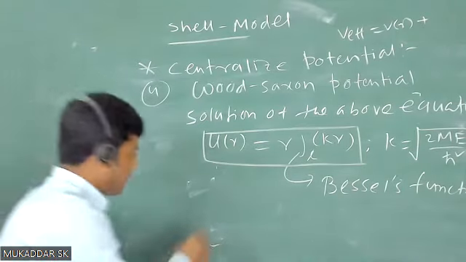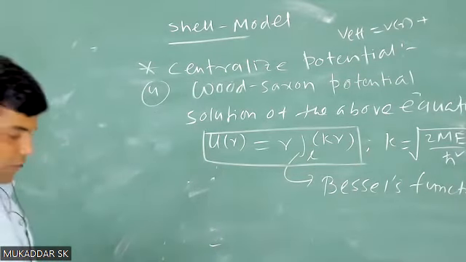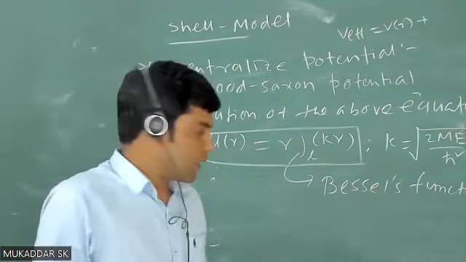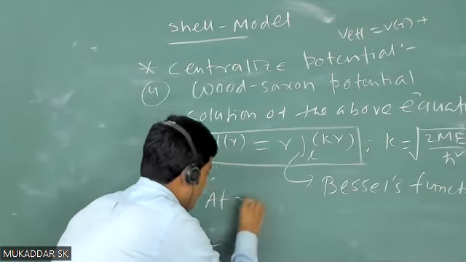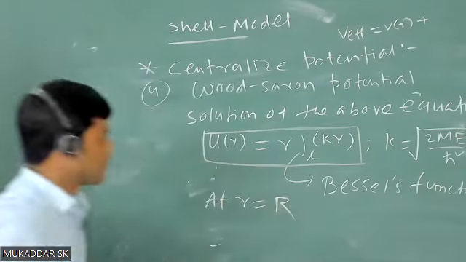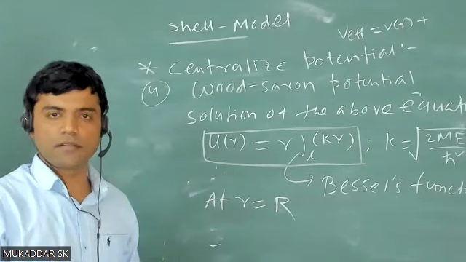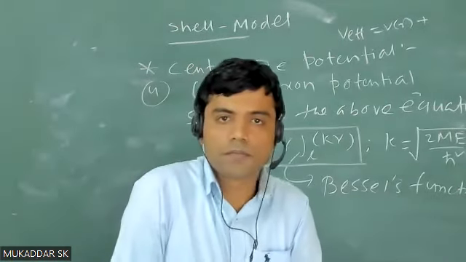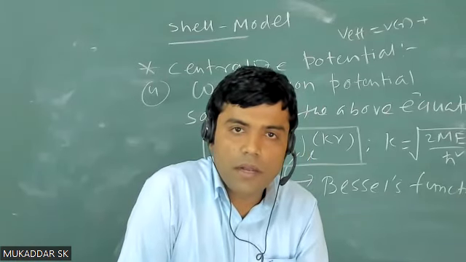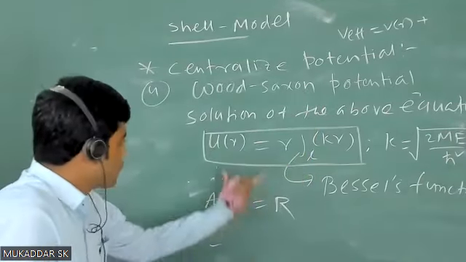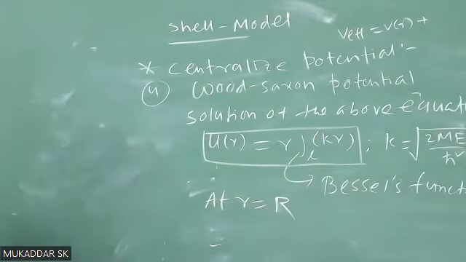Now, of course, if I put that limit, the nucleon cannot exist at R equals to R. So I can say at R equals to capital R, this R component of the wave function should vanish, right? The concept of quantum mechanics: at infinite potential, a particle cannot exist. So at R equals to R, if you apply this boundary condition here, then what will happen?